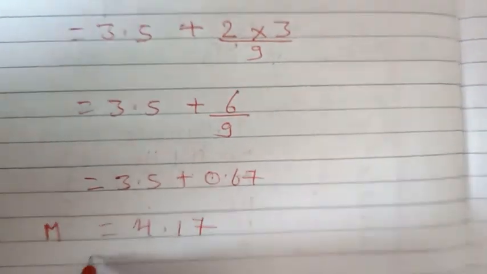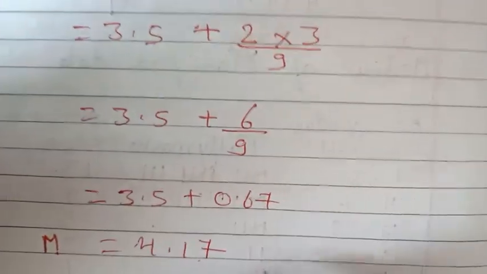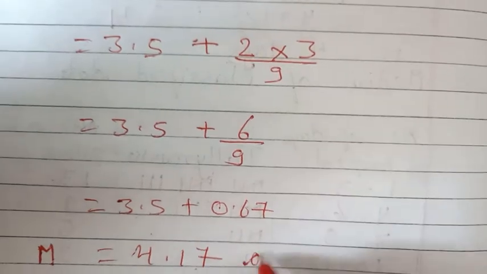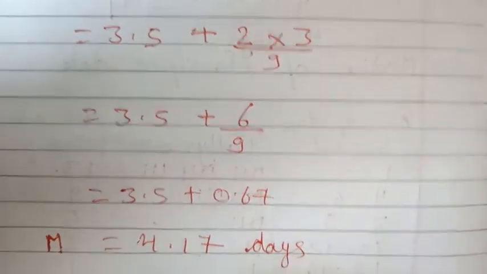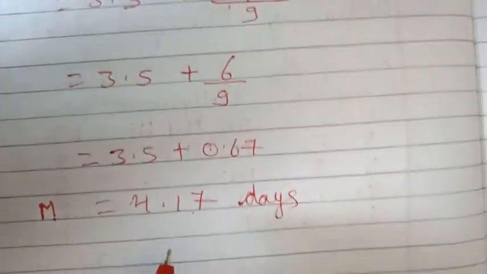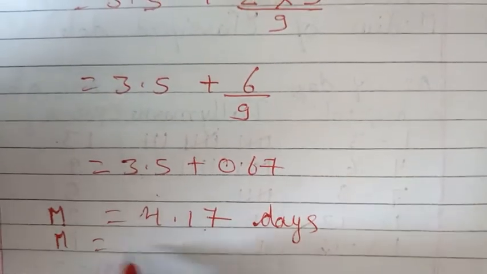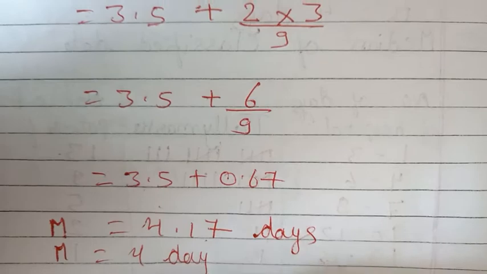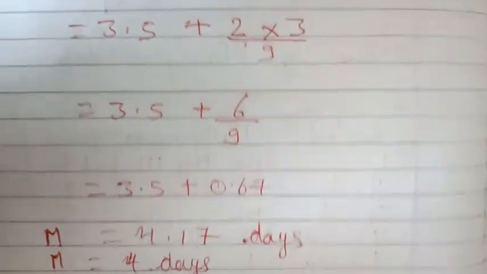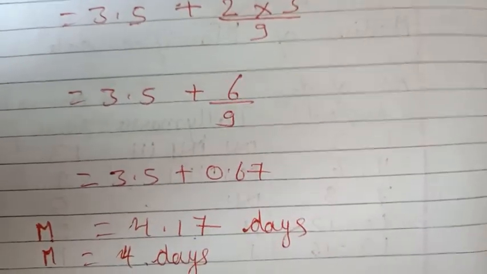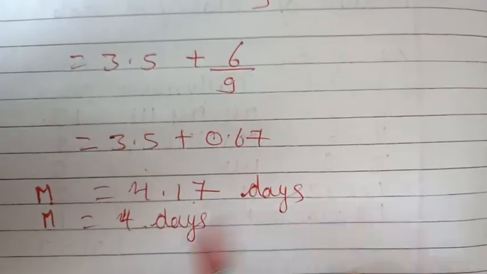Hence the median of our classified data is 4.17 days. In the case of our ungrouped data, the answer was exactly 4 days. So what we can say is that in both cases the value of the median is approximately equal.